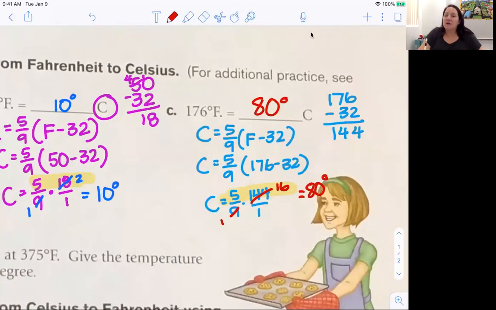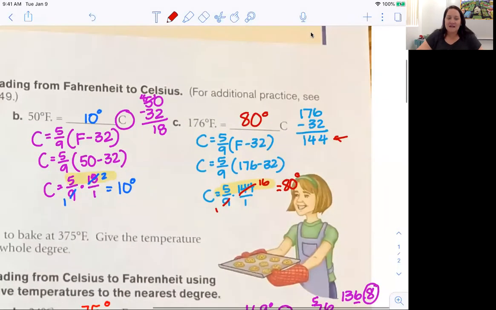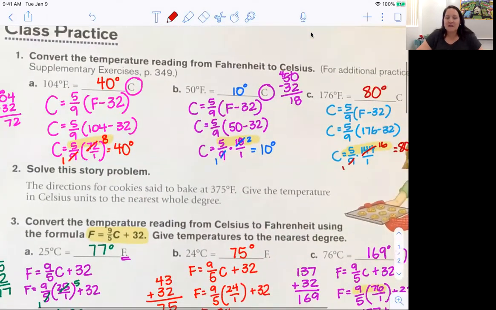Okay, so when we work this out, you use the formula C equals 5/9 times F minus 32. C equals 5/9 times 176 minus 32. 176 minus 32 is 144. Then we plug that in. 9 and 144 share a common factor of 9. And if you didn't do that, and let's say you did 5 times 144 and divided by 9, you'll get the same answer. You'll get 80 degrees. Okay, excellent job.